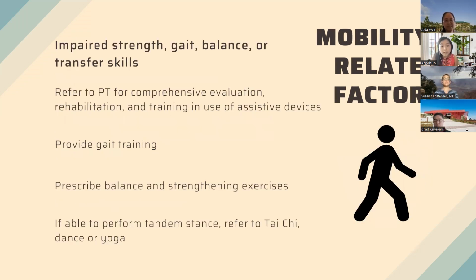With regards to mobility-related factors, if you find that the patient has impaired strength, gait, balance, or transfer skills, you can refer them to physical therapy for a comprehensive evaluation, rehab, and training in use of assistive devices. We'd like them to have gait training, prescribed balance and strengthening exercises. And then if they're able to perform a tandem stance, it would be good to refer them to doing Tai Chi, dance, or yoga. I believe here in Honolulu too, there is a gentler, less intensive form of Tai Chi as well. So maybe if they can't do the tandem stance, they could still avail of resources here.